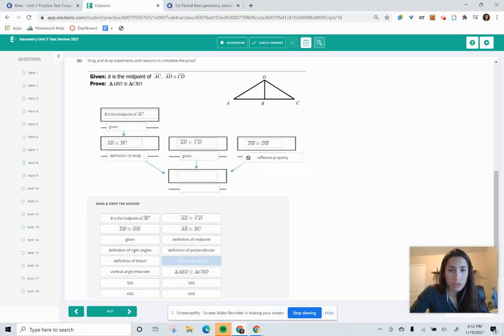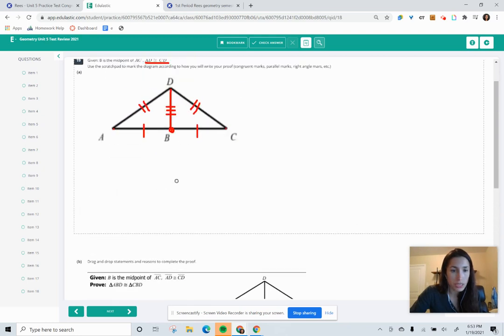Now we know the triangles are congruent. This will go in here eventually. There we go. The triangles are congruent. So we've got our statement here, and we'll drag that in. And we said they were congruent because of their sides. That would be side, side, side congruency. Okay, and that's question 19.